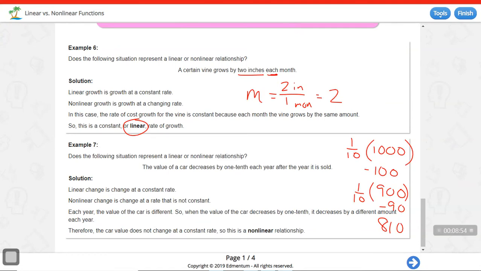I didn't decrease by 100 each time. I had to recalculate that 1/10 each time, and so therefore it was going to be a non-linear equation, and that's what we're dealing with there. This is non-linear. It's not decreasing by the same amount each time. It's decreasing by a certain percentage of that amount each time, making it non-linear.